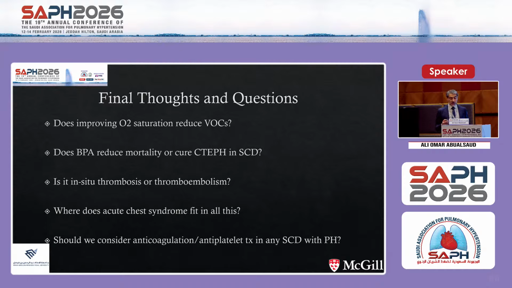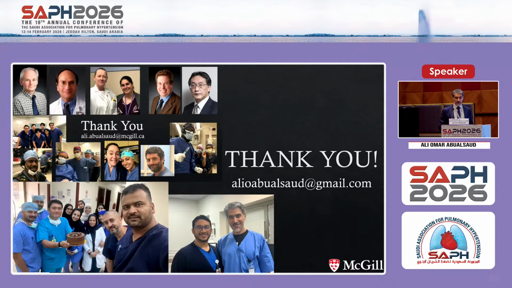Is it mostly in situ or thromboembolism? Is it a different approach? Where does the acute chest syndrome, which we see quite often and I don't know what to do with, fit? And should we consider anticoagulation, even though it sounds crazy, but if you look at 10% of patients with VTE or PE, is it really crazy to give them that?